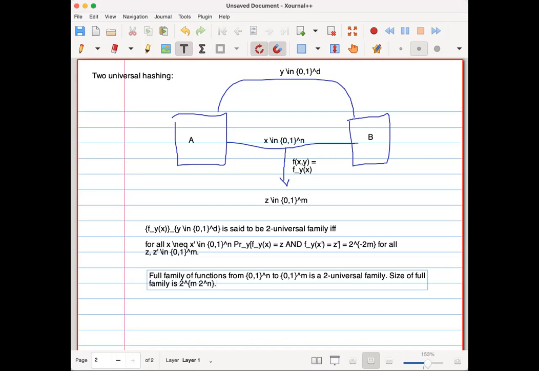Now, I don't want such a full family because remember, this y indexes an arbitrary function from this two universal family. If I take the full family as the two universal family, then y will be m times 2 to the n bits. Now, to extract m bits, I'm wasting a huge seed. Not even n bits of seed, I'm wasting m times 2 to the n bits of seed, which is ridiculous. So I don't want such a large family, but it turns out that much smaller two universal families exist.